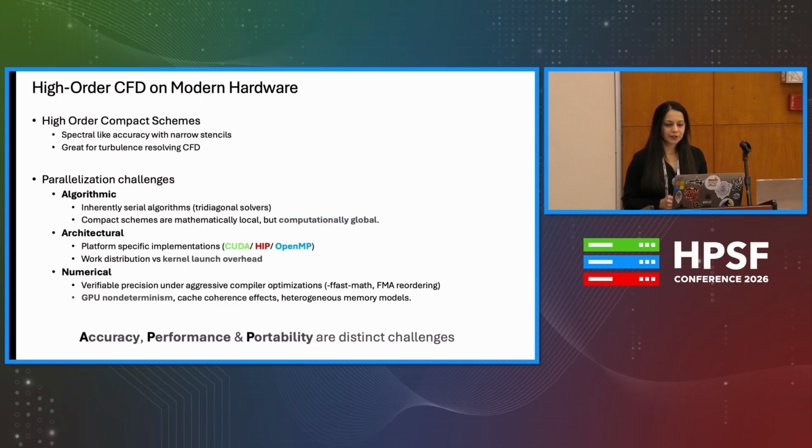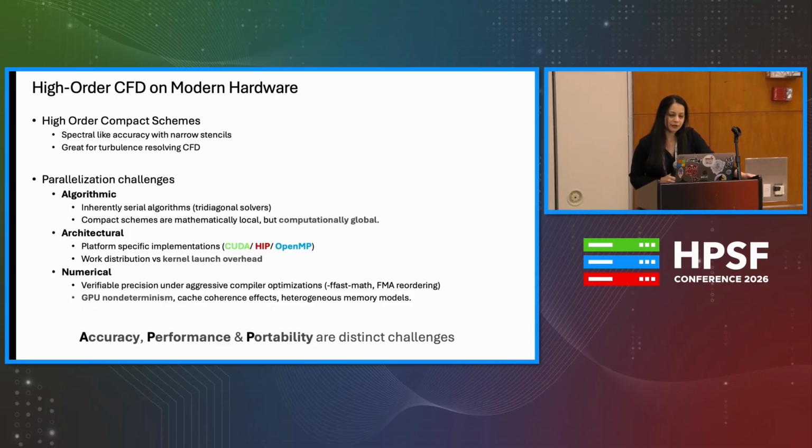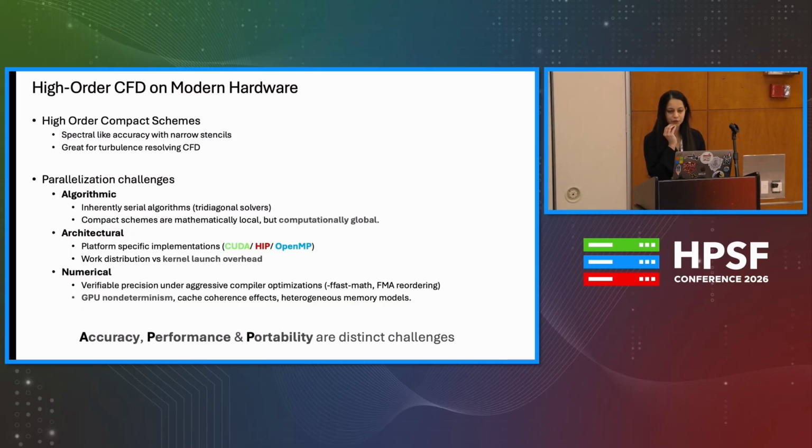Second, we face architectural challenges. We need platform-specific implementations, which leads to duplication of code and effort. We usually need platform-specific work distribution strategies. And third, there's the numerical challenge. We need verifiable precision under aggressive compiler optimizations like fast math, FMA reordering, and GPUs introduce non-deterministic cache coherence effects and heterogeneous memory models that can corrupt our carefully constructed high-order accuracy.